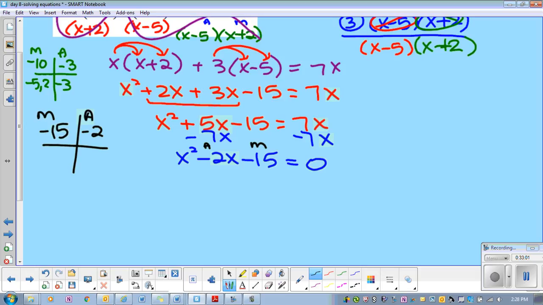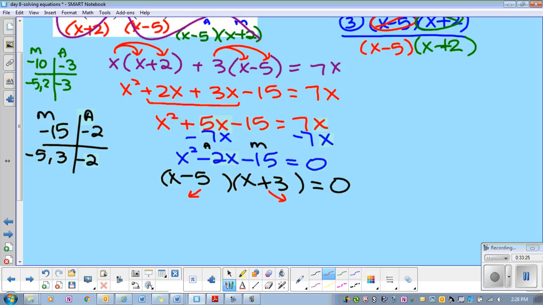Alright, so what two numbers multiply to give me negative 15 and add to give me negative 2? Negative 5 and 3. Good. So this would turn into x minus 5, x plus 3 equals 0. Mini equations. So x equals what? Good. x equals 5, x equals negative 3. Good job, guys.